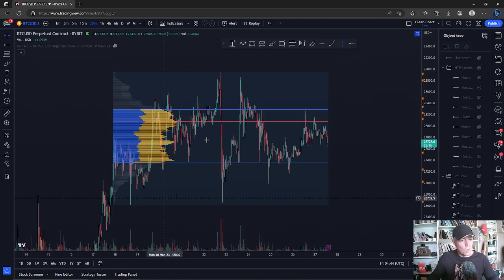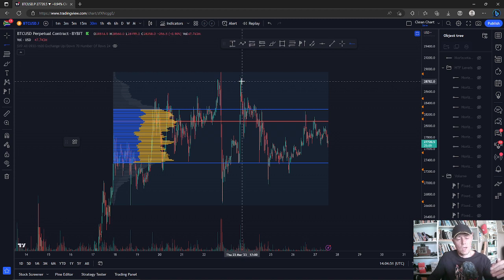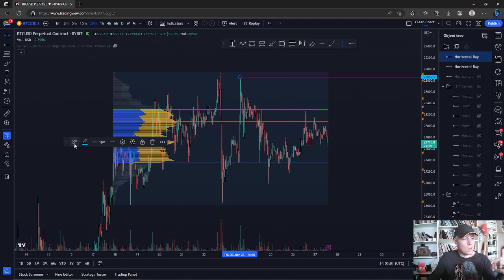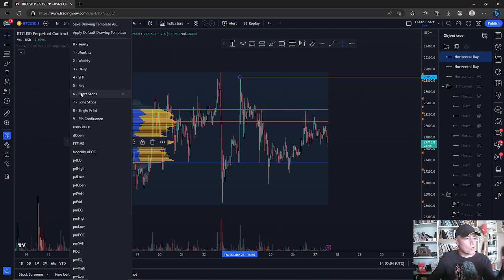So I will go and chart the highs of this range. Why? Because there's a lot of liquidity and there's a lot of stops that will sit above these highs and a lot of long stops that will sit above these lows. So I'm going to mark these areas on my chart. Okay, and I call that short stops.